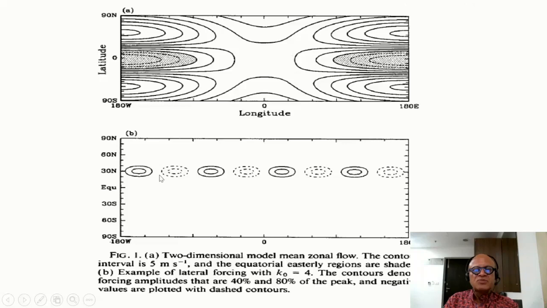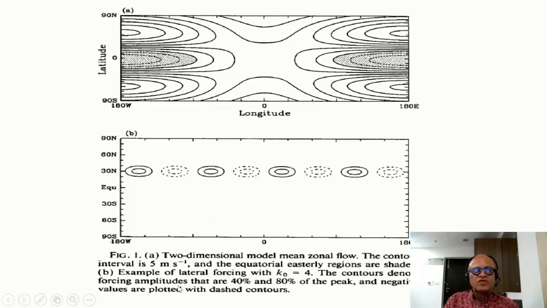So this linear model basically looks at a two-dimensional model mean zonal flow. It has westerlies and easterlies, and there is a westerly duct provided to emulate the real world situation of the westerly duct we have been looking at. And the lateral forcing is provided by picking this wave forcing with a zonal wave number of 4. So end to end you should have 4 troughs and 4 ridges, which is what you see here.